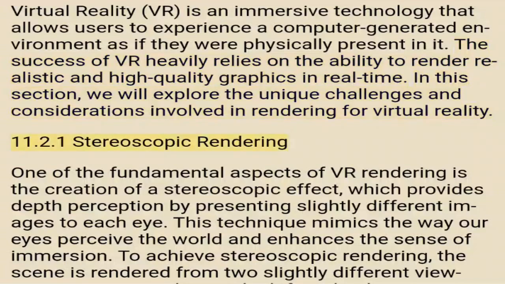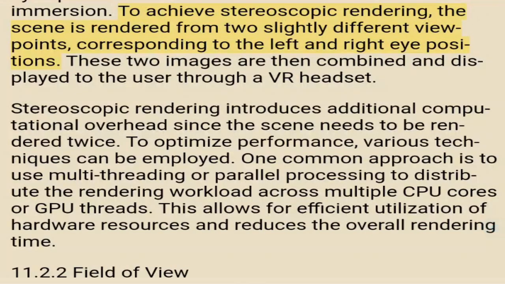11.2.1 Stereoscopic rendering. One of the fundamental aspects of VR rendering is the creation of a stereoscopic effect, which provides depth perception by presenting slightly different images to each eye. This technique mimics the way our eyes perceive the world and enhances the sense of immersion. To achieve stereoscopic rendering, the scene is rendered from two slightly different viewpoints, corresponding to the left and right eye positions. These two images are then combined and displayed to the user through a VR headset.